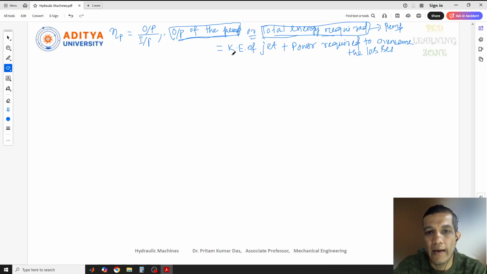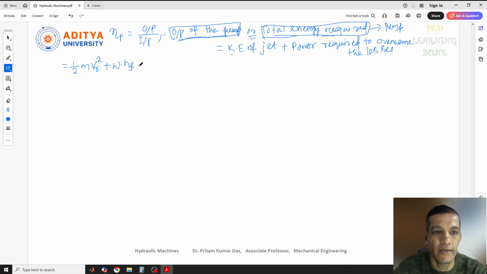Now by adding these two terms, one is the kinetic energy of the jet, another is the power required to overcome the losses. Let me write here: the kinetic energy of the jet is half mv square, and in place of v we write VR square, plus the power required to overcome the losses, which is w into hf.